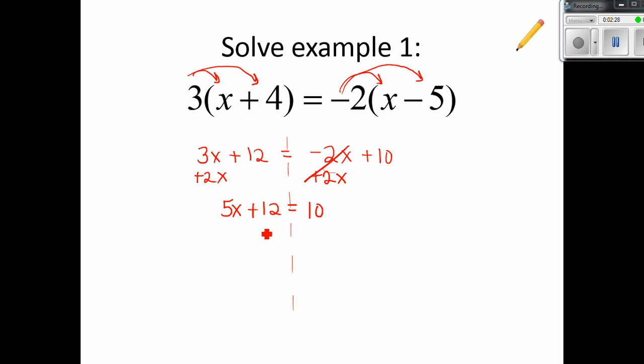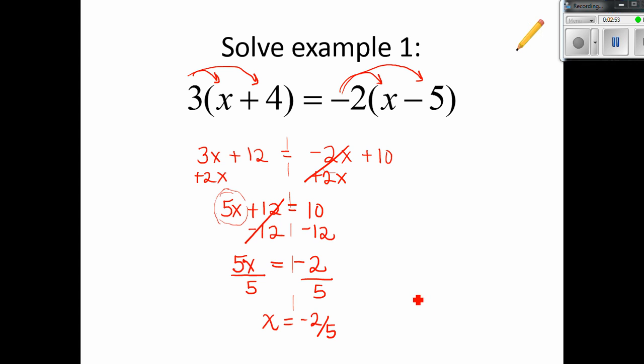The inverse of adding 12 would be subtracting 12. I want to get that 5x alone before I can do anything with that 5. All right, now I bring down the 5x, and that is equal to negative 2 because the 12s cancel out. And now the inverse of multiplying 5 times x would be dividing by 5. And I would get x equals negative 2/5. So my solution is hopefully negative 2/5.